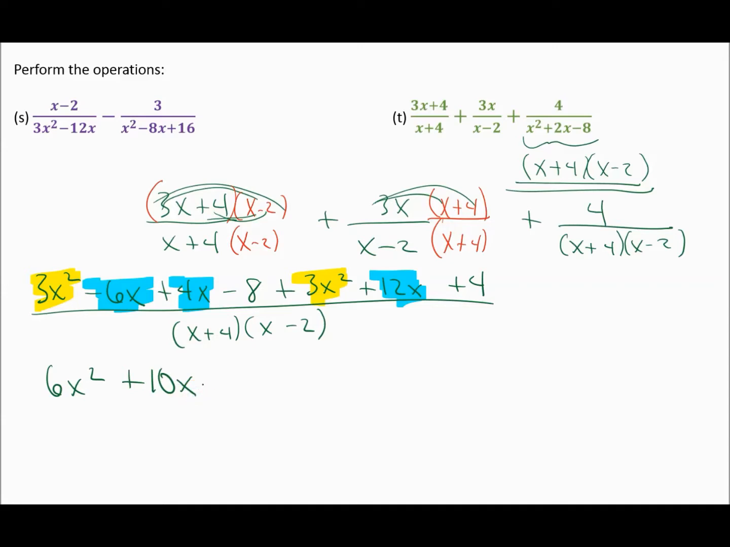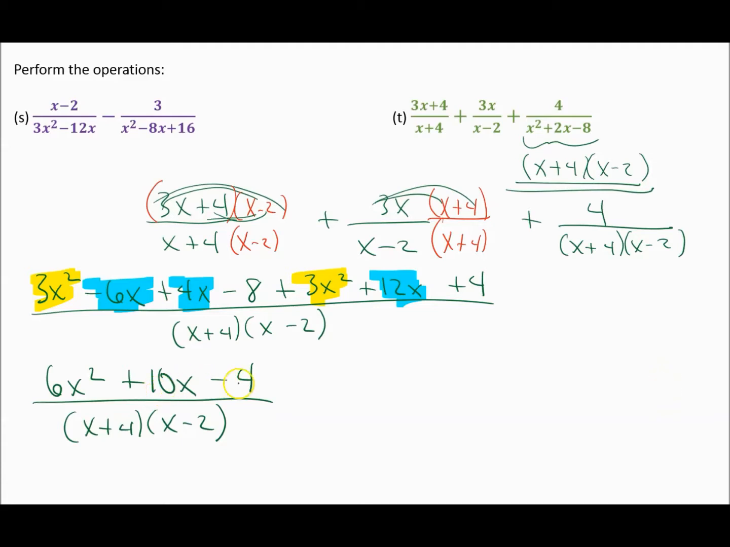Okay, and then finally the ones that aren't highlighted, the negative 8 and the positive 4 will be minus 4 over x plus 4 times x minus 2. Now our next issue is we need to attempt to factor that numerator because there is a possibility that it has a factor of x plus 4 or x minus 2 or even both.